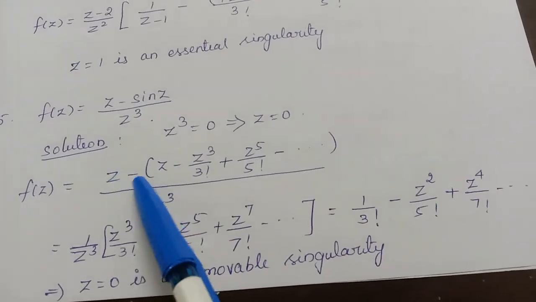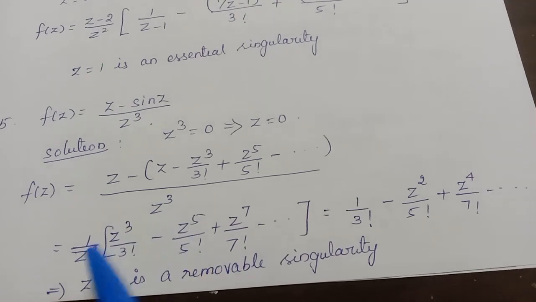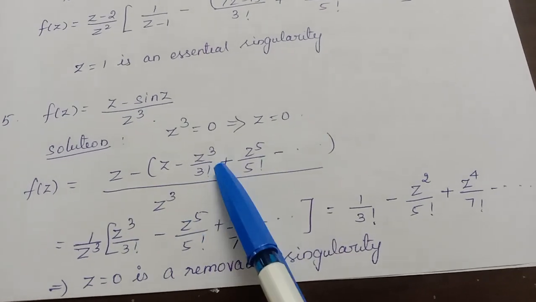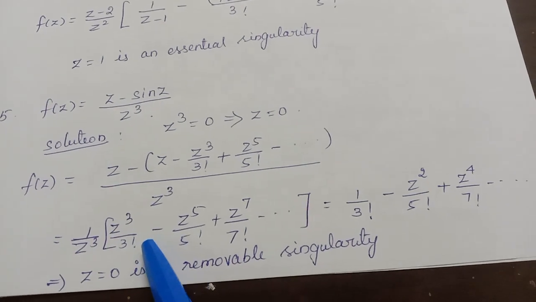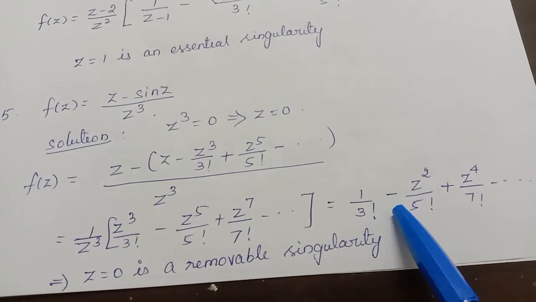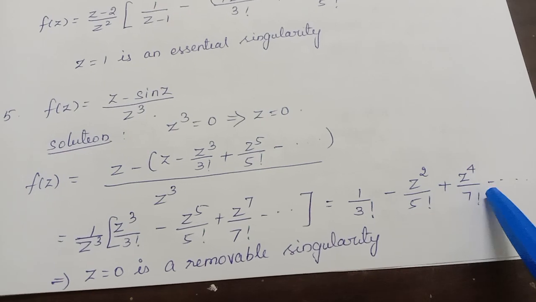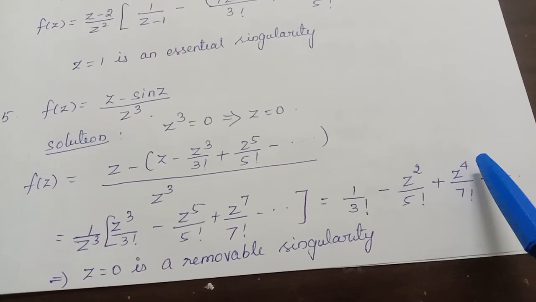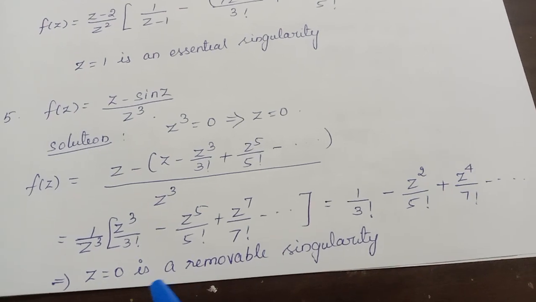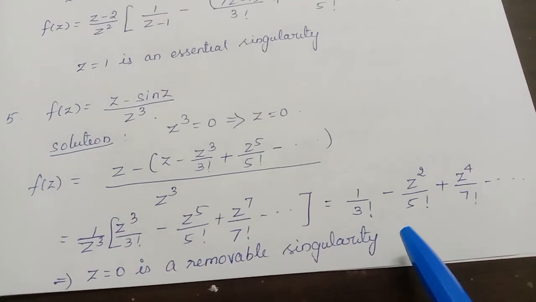Now you subtract, z gets cancelled. So what you have? 1 by z cube into z cube by 3 factorial minus z power 5 by 5 factorial plus etc. Multiply this 1 by z cube inside. So what I get? 1 by 3 factorial minus z square by 5 factorial plus etc. Right? So look at this term, no negative powers are there, therefore z equal to 0 is a removable singularity.